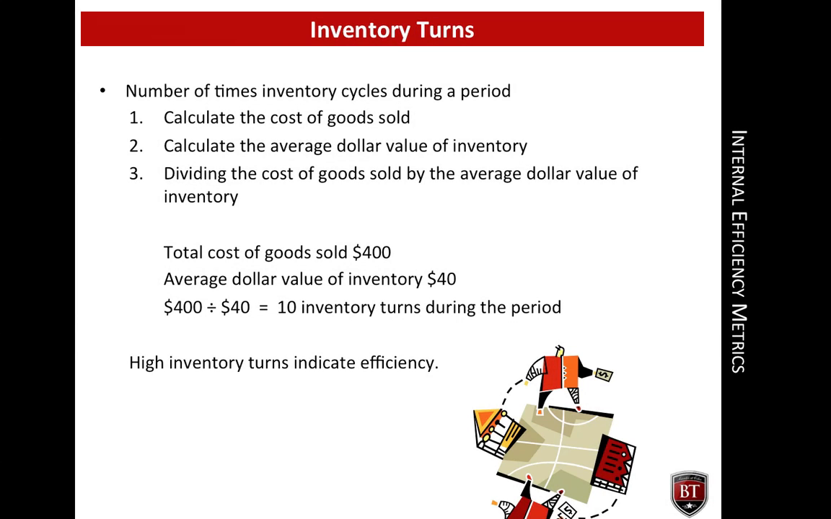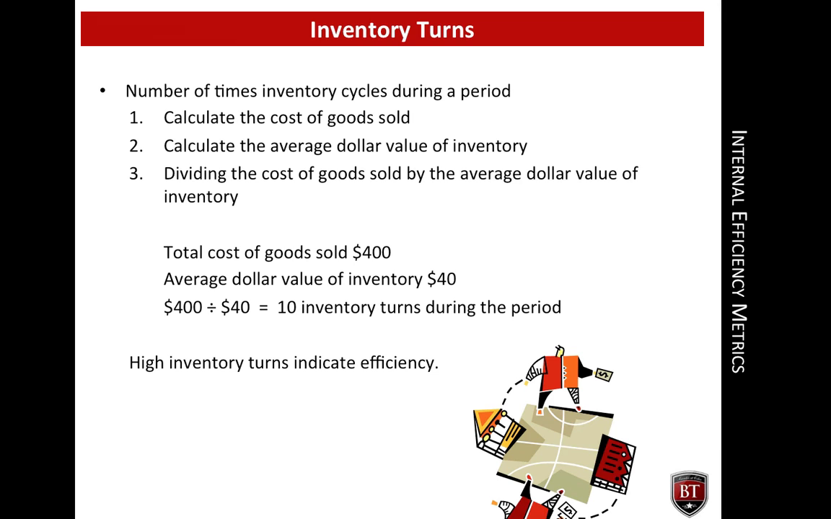One of the most commonly used metrics is inventory turns. This is the number of times that a company's inventory cycles or turns during a given financial reporting period. To calculate inventory turns, 1. Calculate the cost of goods sold.